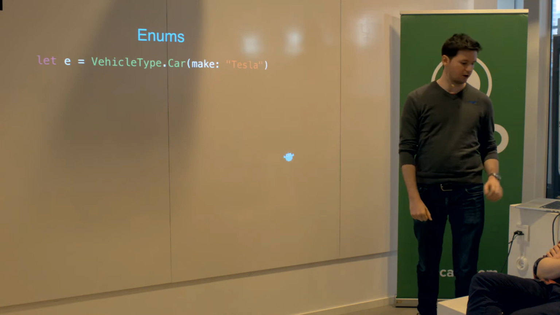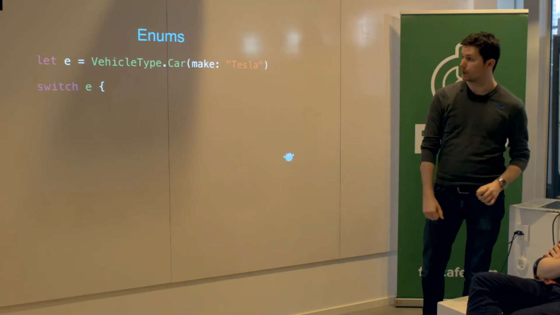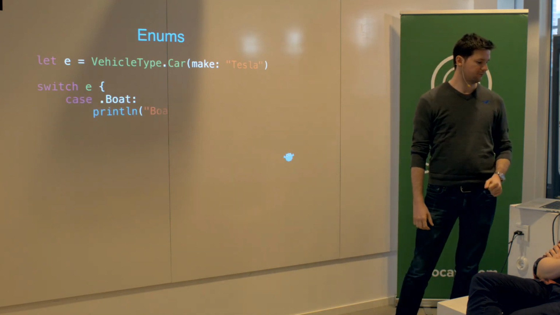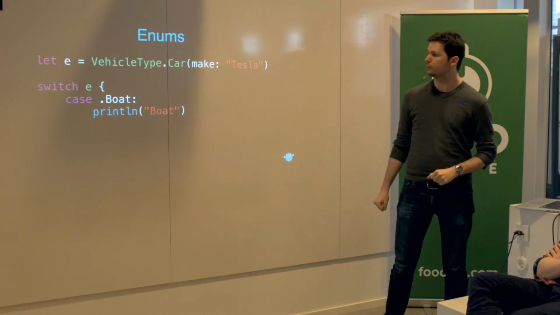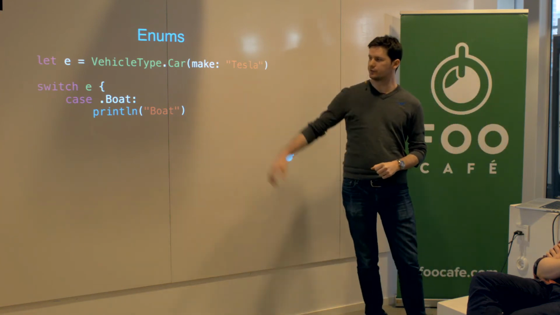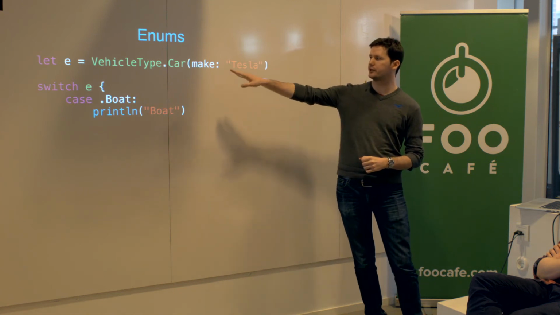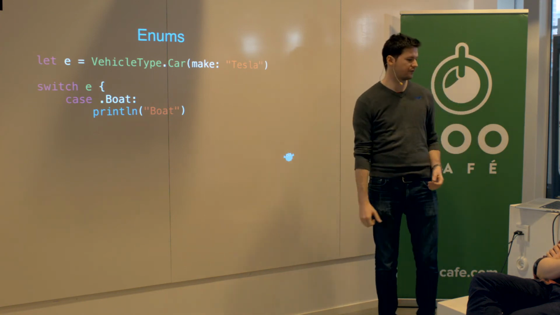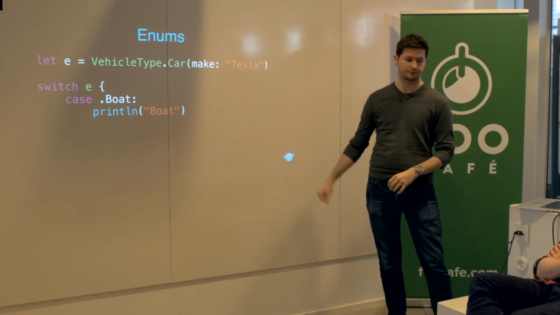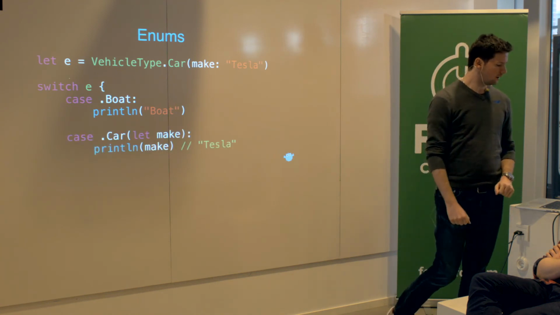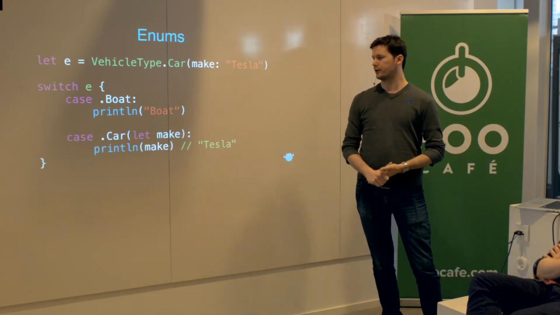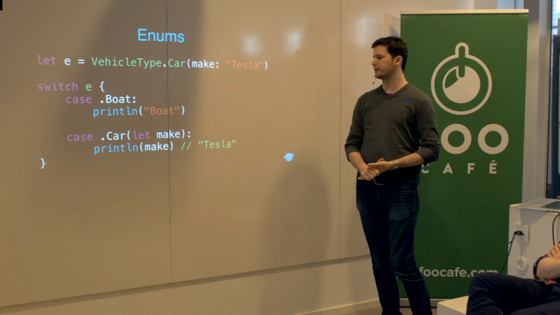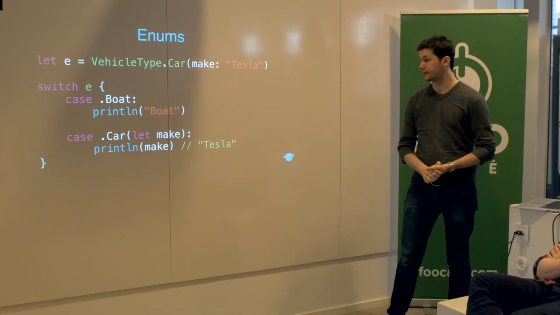Let's take a look at what that could look like used. So we have a switch statement. We want to switch on this particular vehicle type. And we have the case boat. And here again, Swift is inferring the type for us. So we don't have to type vehicle type dot boat. It's enough with the dot boat. Makes it very clear, especially when you have long types. And then you can switch on the car type as well. And here you just create a variable to store the make in that you can use inside the case.